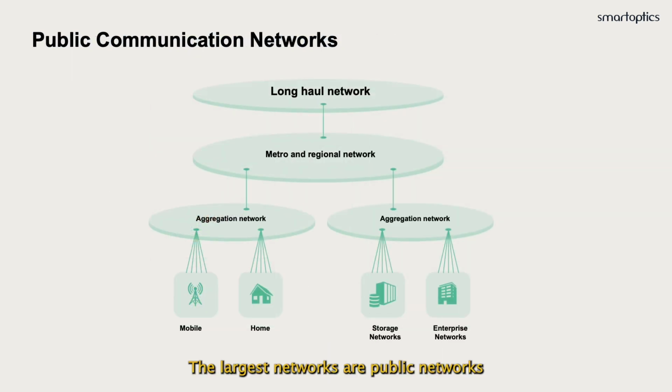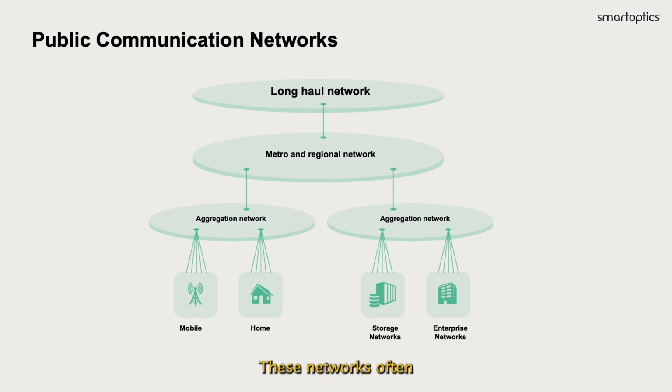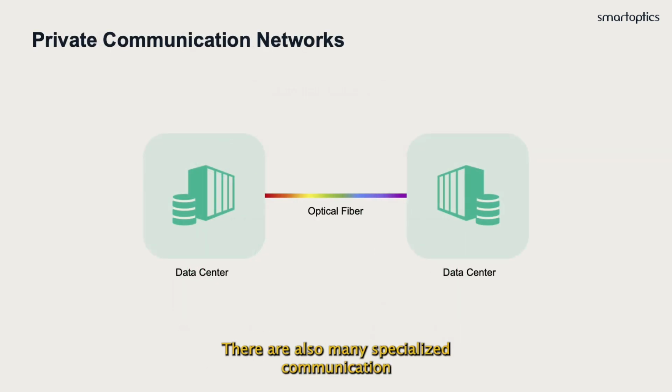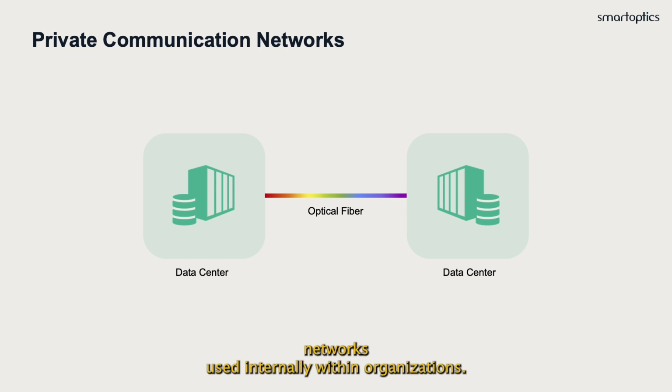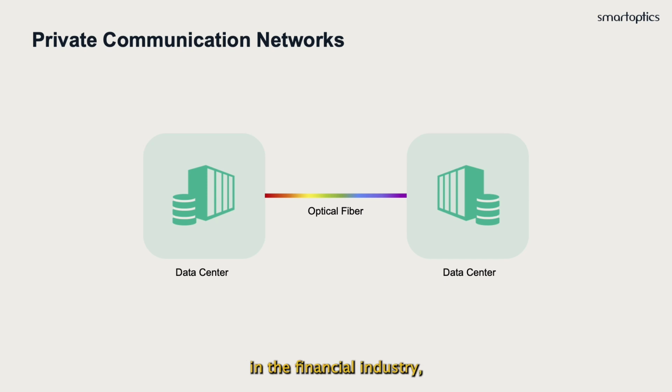The largest networks are public networks, run by communication service providers and network operators, which sell bandwidth capacity and related services to their customers. These networks often have a hierarchical structure where traffic from many users is aggregated and then transported over common long-distance connections. There are also many specialized communication networks used internally within organizations. They may be installed for company internal business systems, for example, in the financial industry, or to connect data centers operated by a service provider.